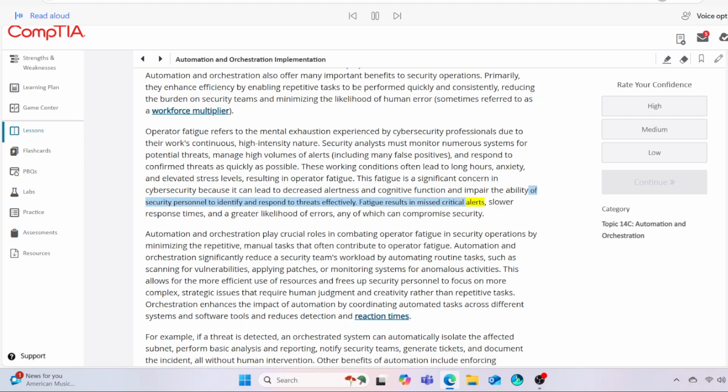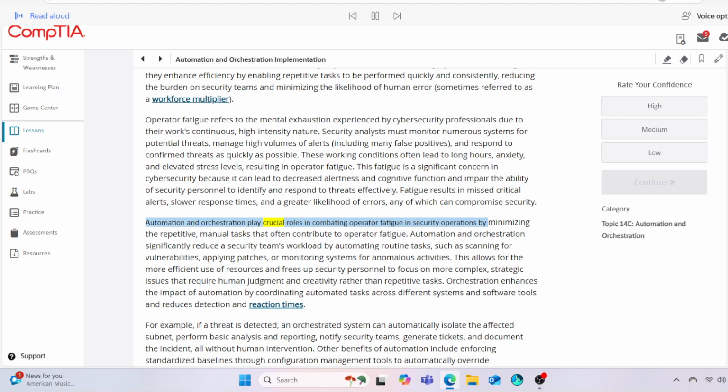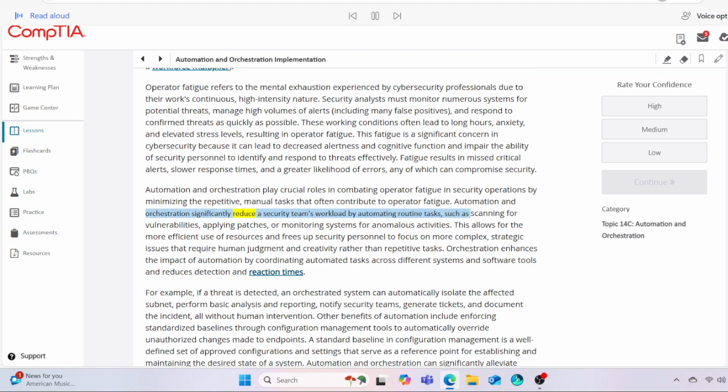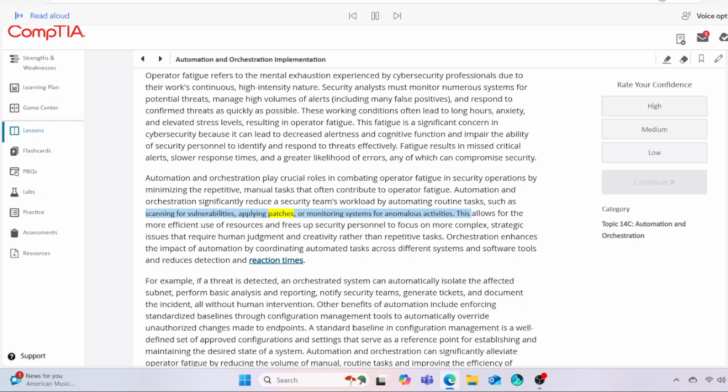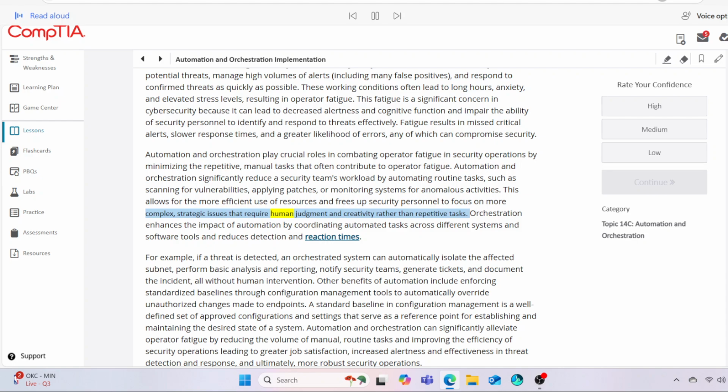Fatigue results in missed critical alerts, slower response times, and a greater likelihood of errors, any of which can compromise security. Automation and orchestration play crucial roles in combating operator fatigue in security operations by minimizing the repetitive, manual tasks that often contribute to operator fatigue. Automation and orchestration significantly reduce the security team's workload by automating routine tasks such as scanning for vulnerabilities, applying patches, or monitoring systems for anomalous activities. This allows for the more efficient use of resources and frees up security personnel to focus on more complex, strategic issues that require human judgment and creativity rather than repetitive tasks.